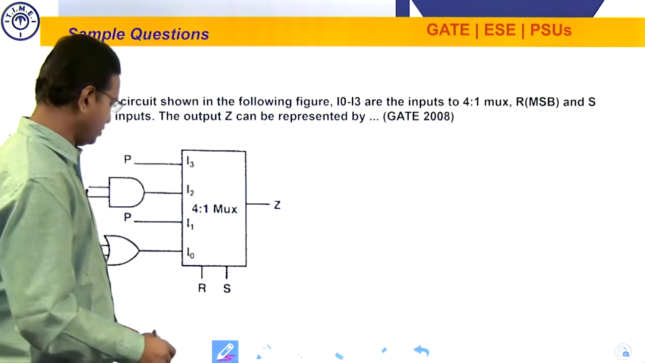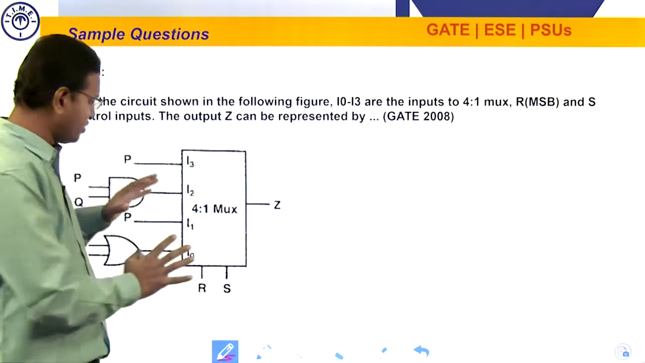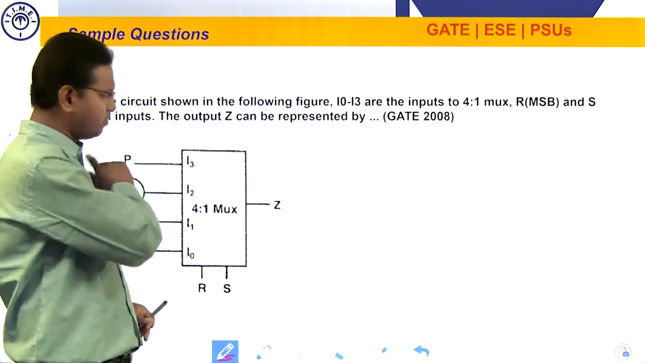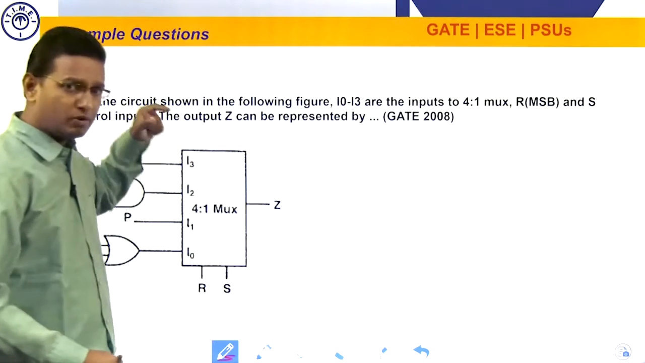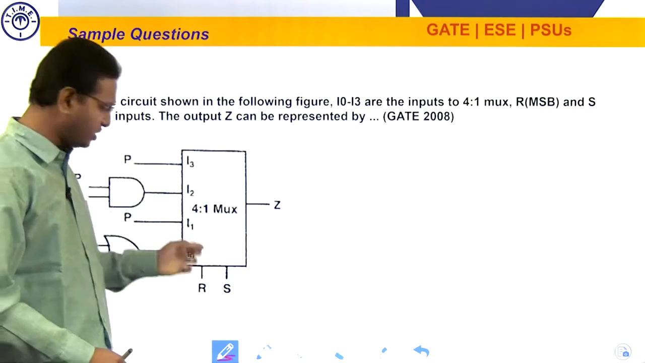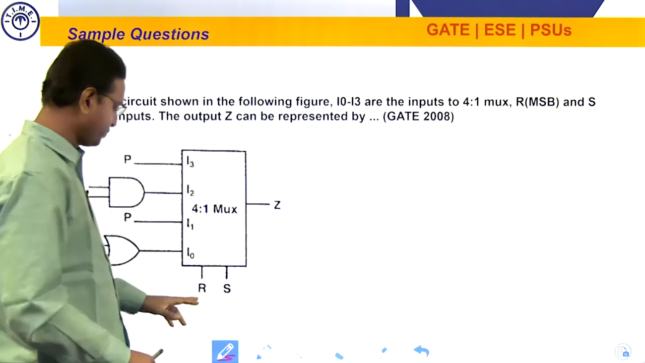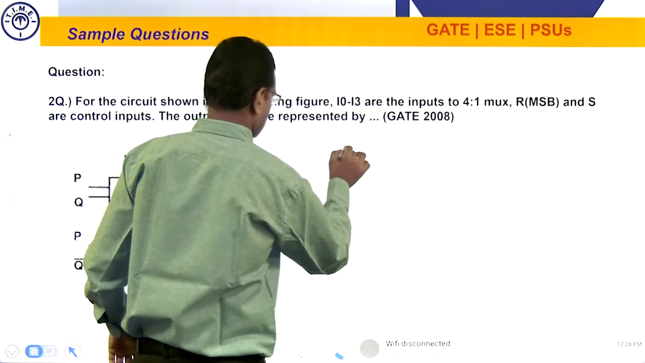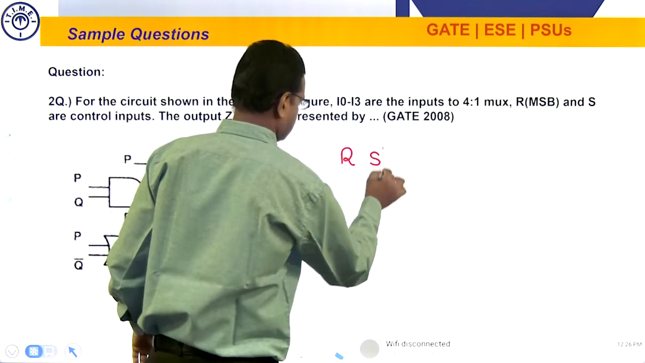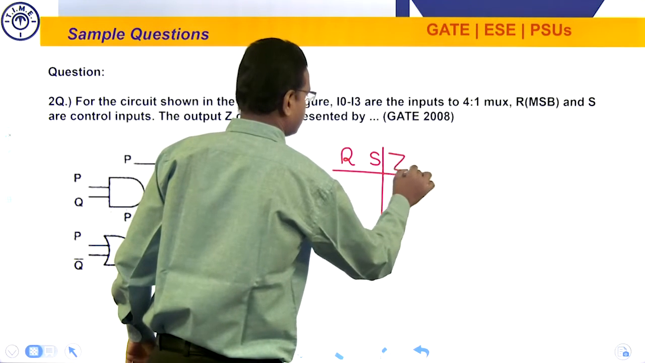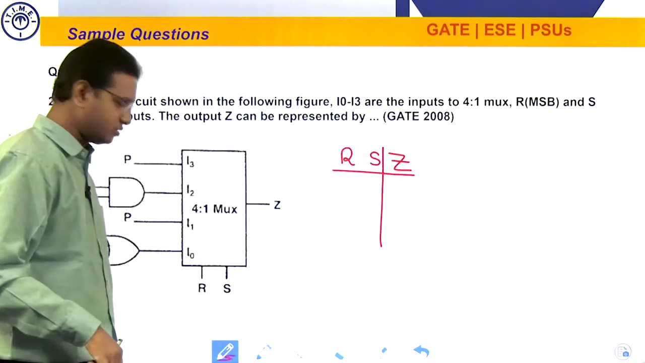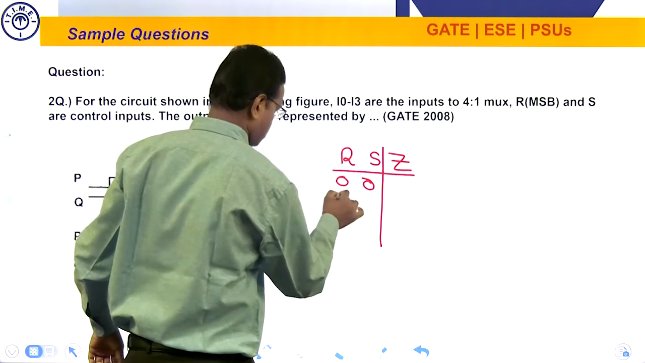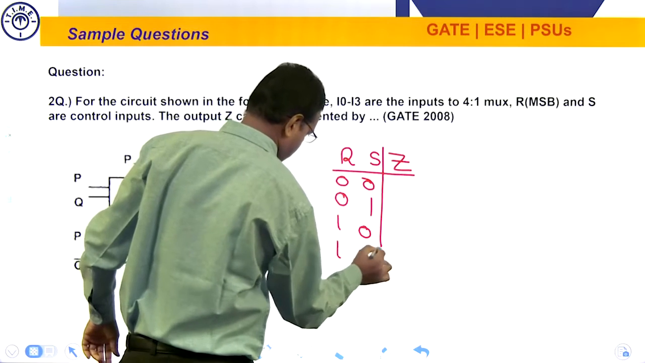Now here, whenever a question comes related to multiplexers, or whenever a multiplexer circuit is given, immediately make the truth table for it. The truth table for a multiplexer is constructed between the select lines versus the output. So the select lines are R, S and Z is the output, and remember R is the MSB, don't forget that. With 2 variables you will have a total of 4 combinations: 0 0, 0 1, 1 0, 1 1.